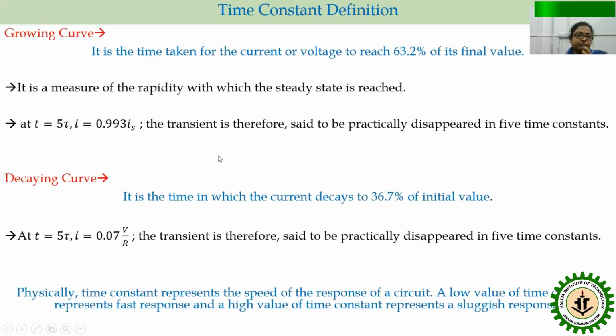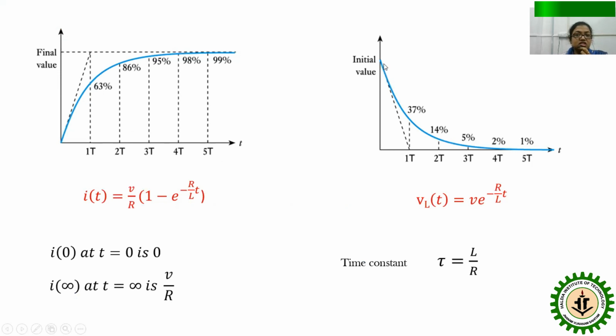And for the decaying curve, it is the time in which the current decays to 36.7% of the initial value. Here you have to consider the initial value, you can't consider the final value because the final value reaches zero. And for the growing curve, you always have to consider the final value because the initial value is zero. So using these two approaches, you can find the time constant practically or from the graph.